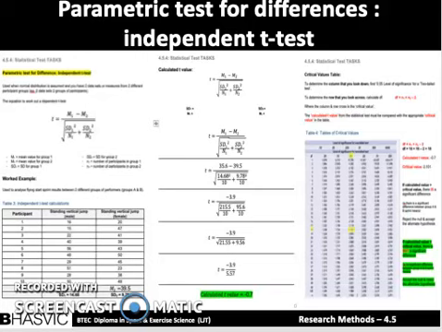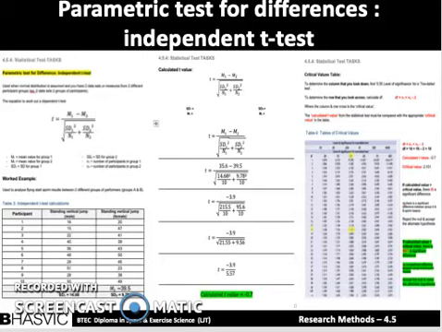In this example, I was looking at the difference between the standing vertical jump of males and the standing vertical jump of females. To calculate this, I first had to put the data into the table. Once I had filled out the table, I had to put the results into the equation, giving me a t-value of minus 0.7.